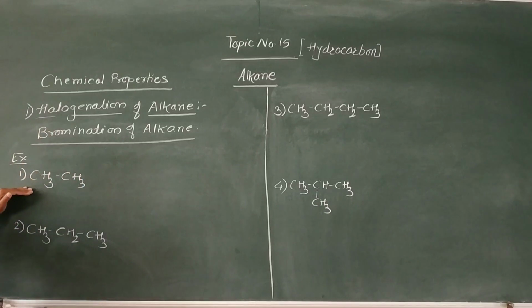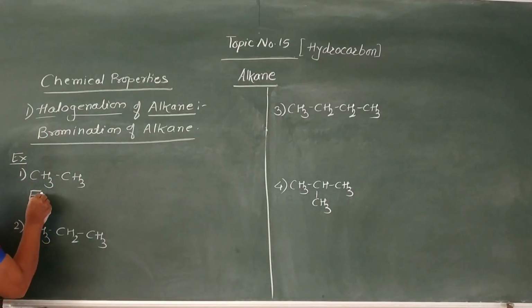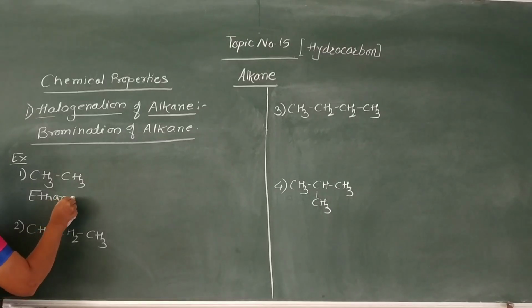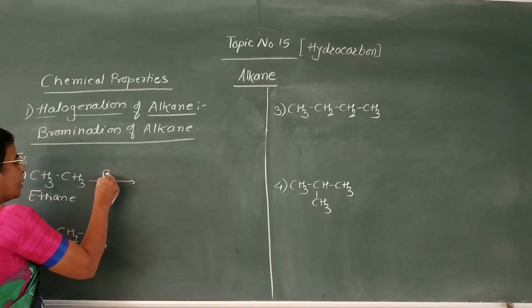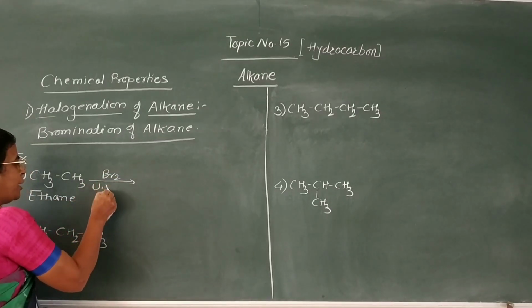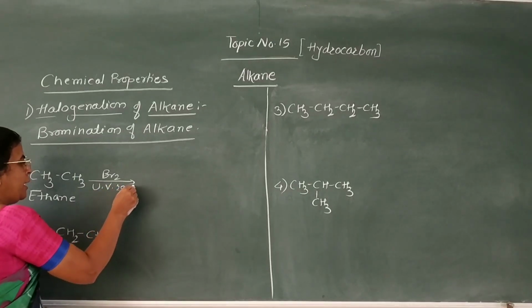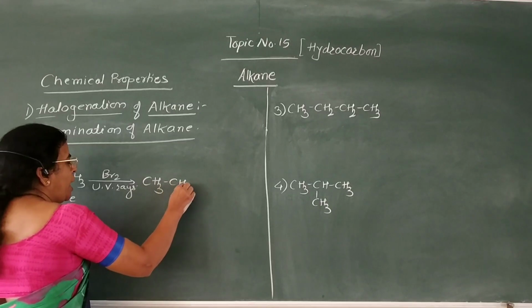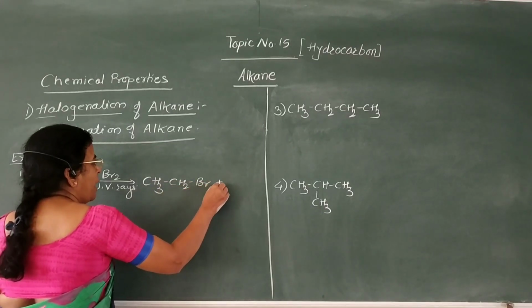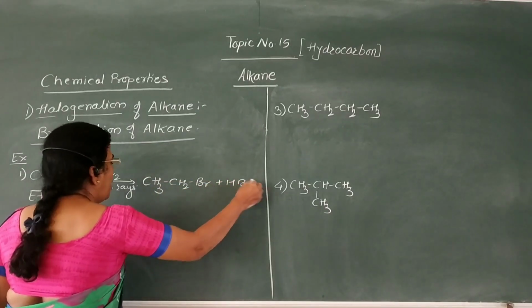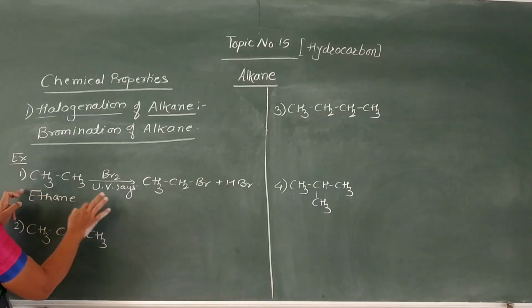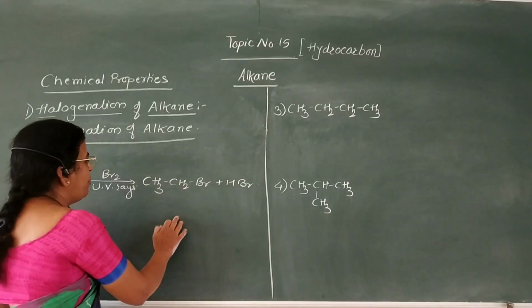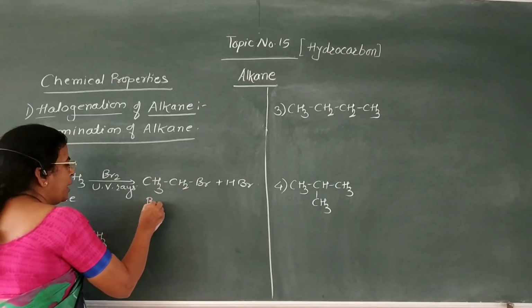Now this is the first example, CH3CH3, that is ethane. Now when this ethane is treated with bromine molecule in presence of ultraviolet rays, then you will get ethyl bromide, that is CH3CH2Br plus HBr. Now here this is a symmetrical molecule, therefore we will get only one product, that is bromoethane.